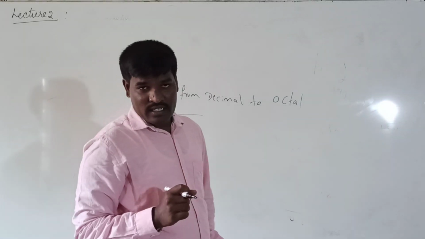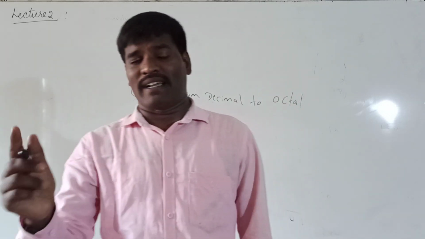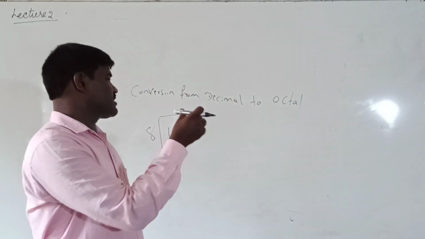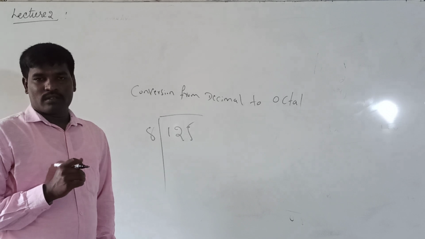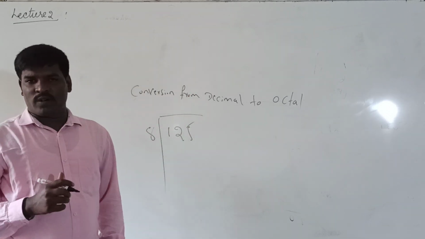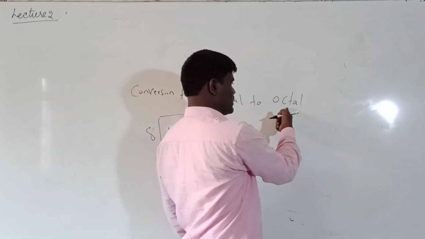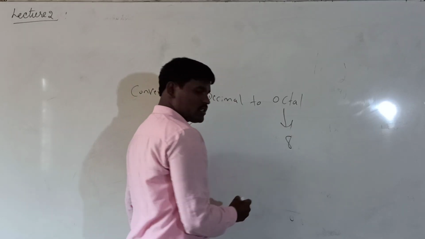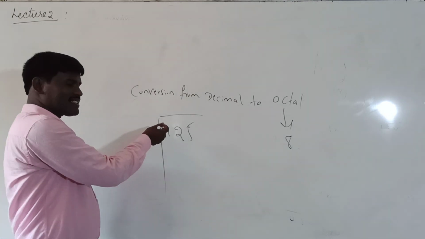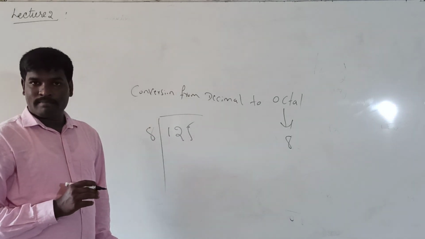Simple logic is there. If you want to convert from decimal to binary, just divide the given number by 2, because the output will be in the form of binary, and the base of binary is 2. So here, from decimal to octal, the base is 8. That's why you have to divide the given number by 8.